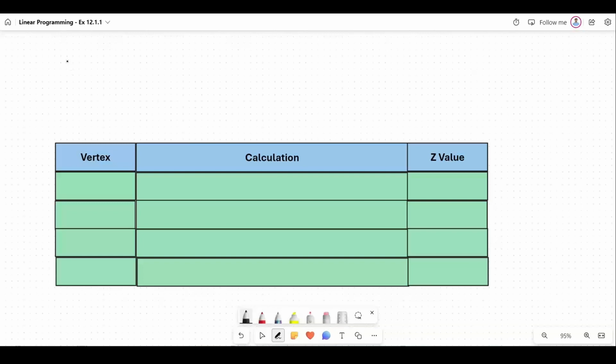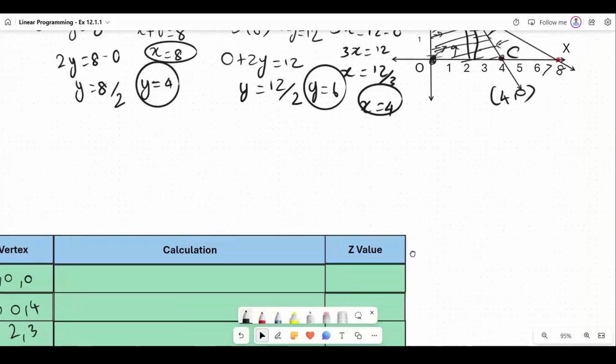So here vertex O is 0 comma 0, then vertex A is 0 comma 4. Sorry, let's confirm that. Yeah, I think it is 0 comma 4, and then vertex B is 2 comma 3, and then the corner point C is 4 comma 0. So I've just written the values of the corner points here.